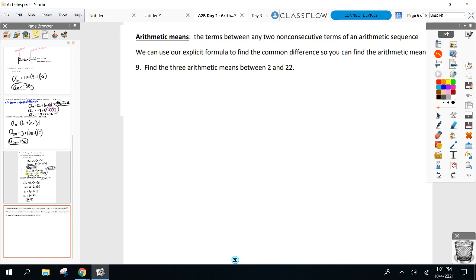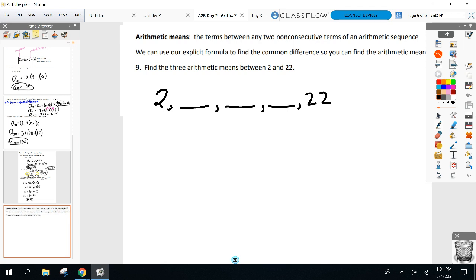So I want to find 3 arithmetic means between 2 and 22. So I'm starting with 2. How many numbers are in the middle now? I have 3. 3 arithmetic means. And you already know they're going up by the same amount because it's arithmetic. And then I end it with 22. So what has to be those 3 numbers in between, so that they go up by the same amount?